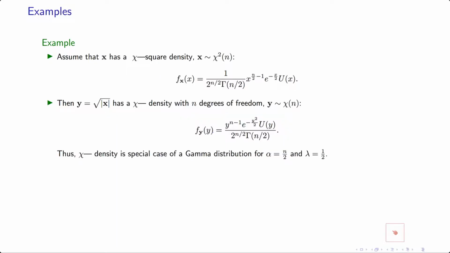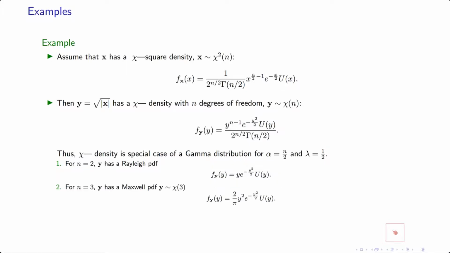A particular case of interest is the case that we have n equal 2, which is a Rayleigh distribution. This is important in digital communication in some applications. N equal 3 is important in physics when you have a 3D space, like the distribution of the distance of the hydrogen from the center of its atom. So you have a Maxwell distribution.